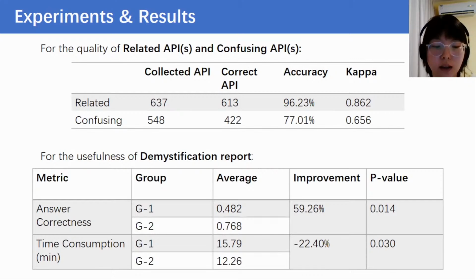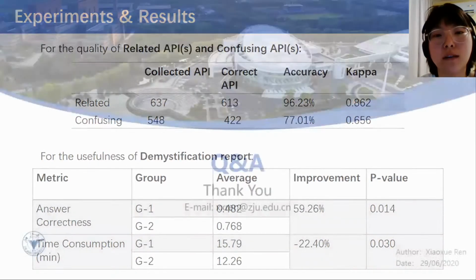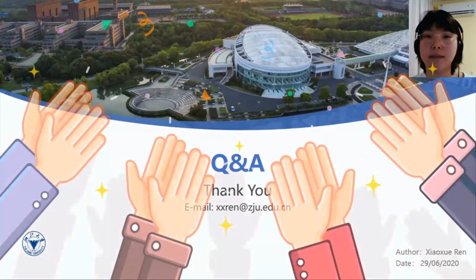In conclusion, participants suggest that the demystification report can help them in 2 aspects. One is summarizing meaningful information to help them find the solution, and the other is enhancing their confidence in the answer. Although they have to spend time reading the report, nobody complained about this effort. It seems that they consider the help offered by our report was worth the time spent. So that's all my talk. If you have any questions, you can contact me.